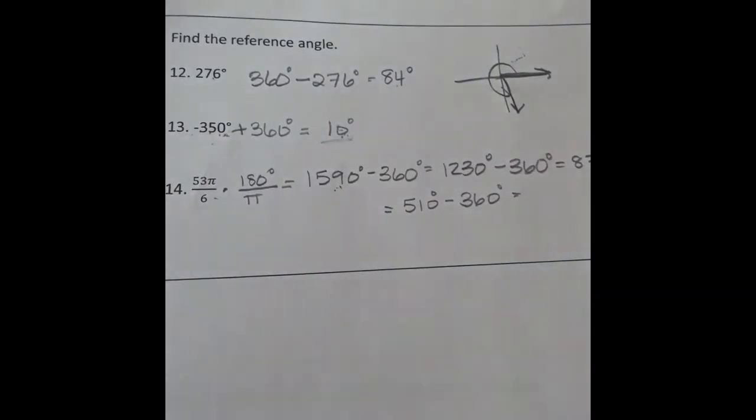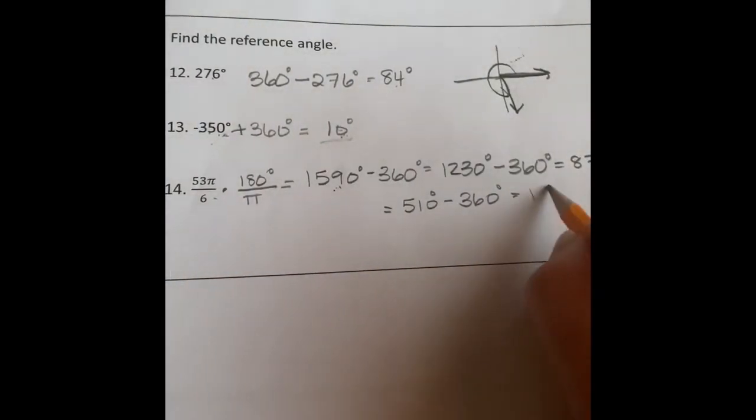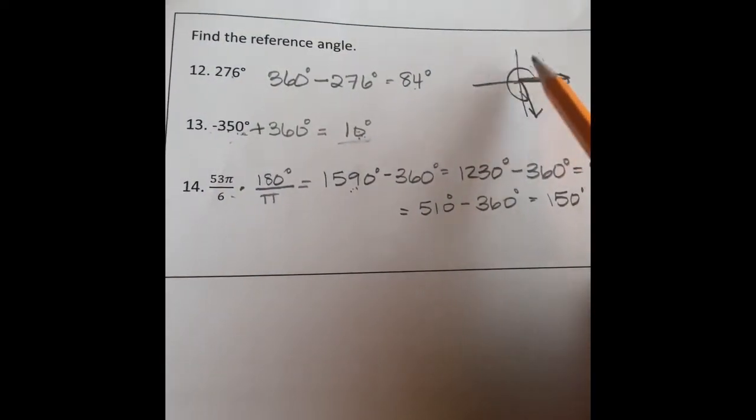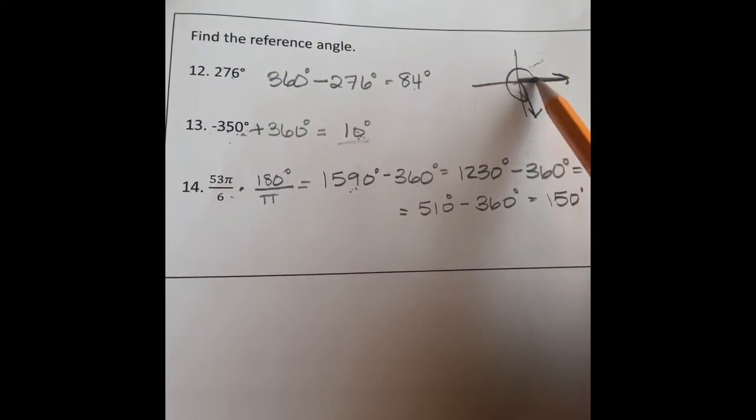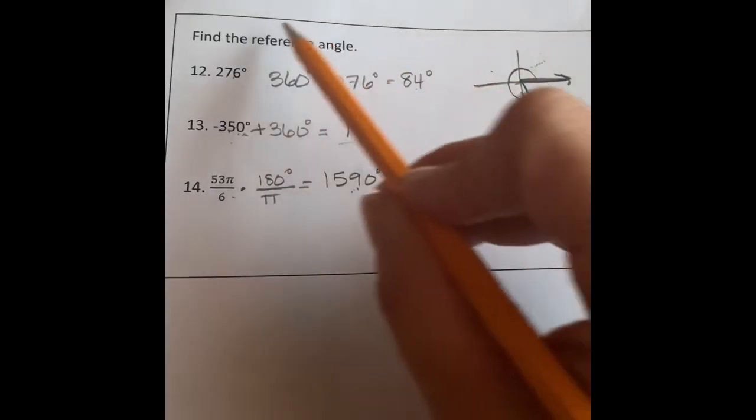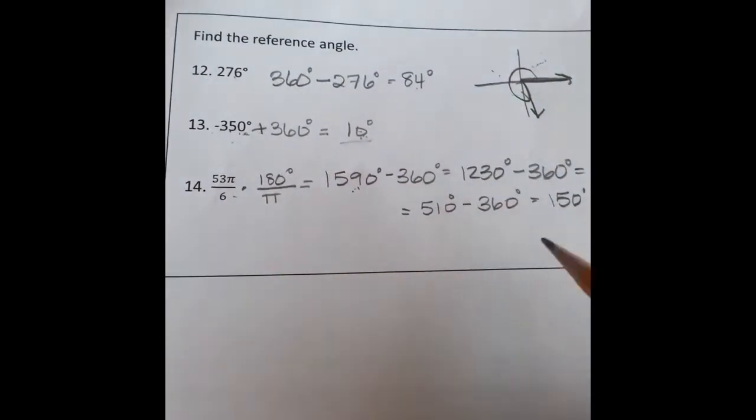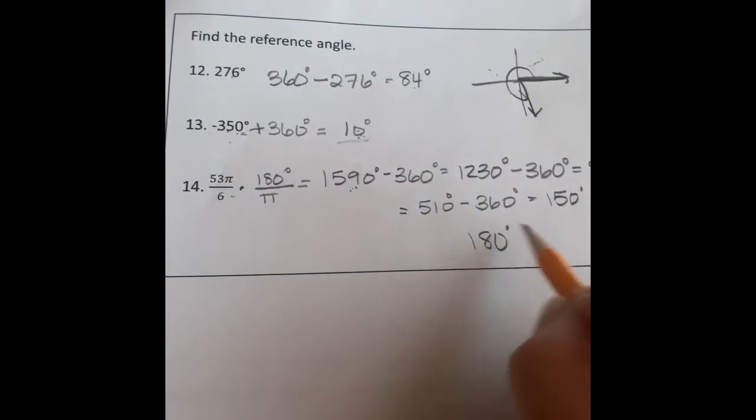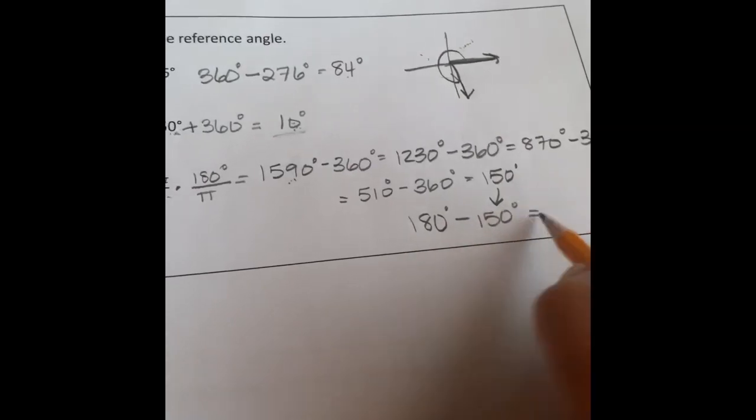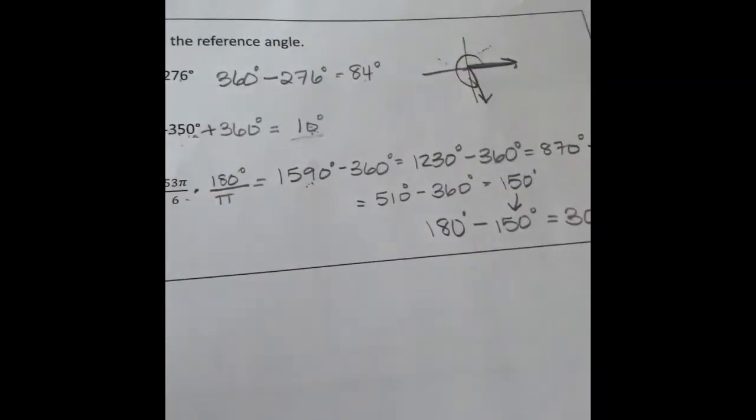So its coterminal angle is 150 degrees. Think about where 150 is, which quadrant that would be in. If you were to draw it, it would be right here in the second quadrant. So to find its reference angle in the second quadrant, you would take 180 degrees and subtract that 150. So the reference angle is 30 degrees.